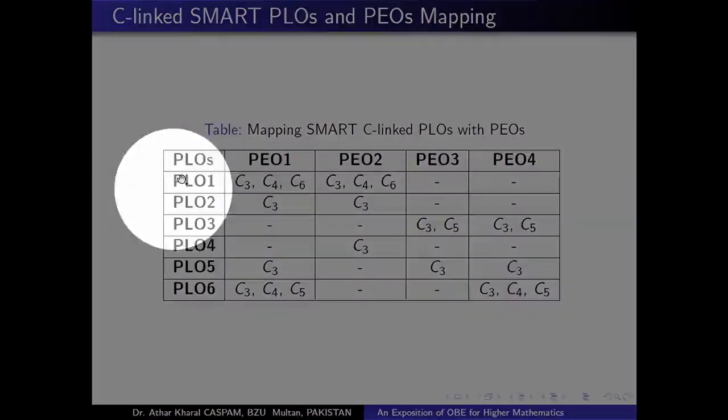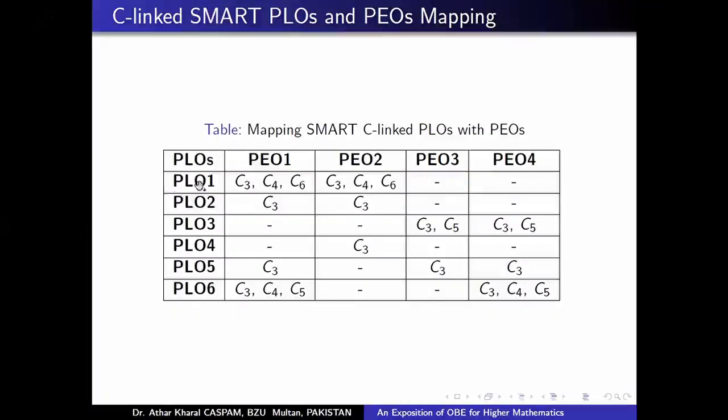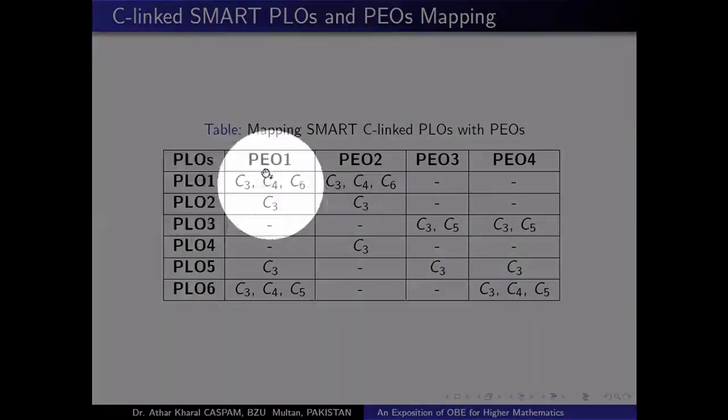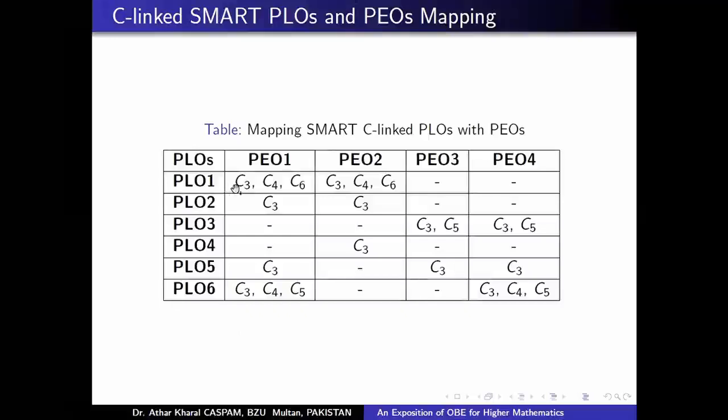I consider that this PLO1 is a smart PLO1. It is not a simple PLO. Smart PLO1 is related to PEO1, and PLO1 should attain, or the student should attain, C3 level, cognitive level 4, 6. Similarly, C3, 4, 6, C3, 3, and whatever you like your program to be strengthened or not.